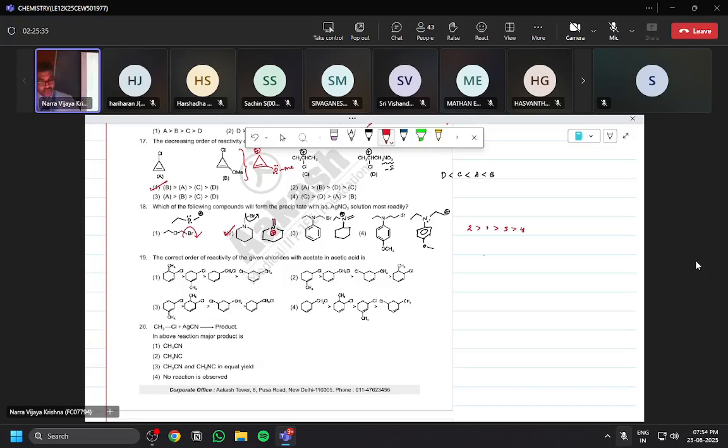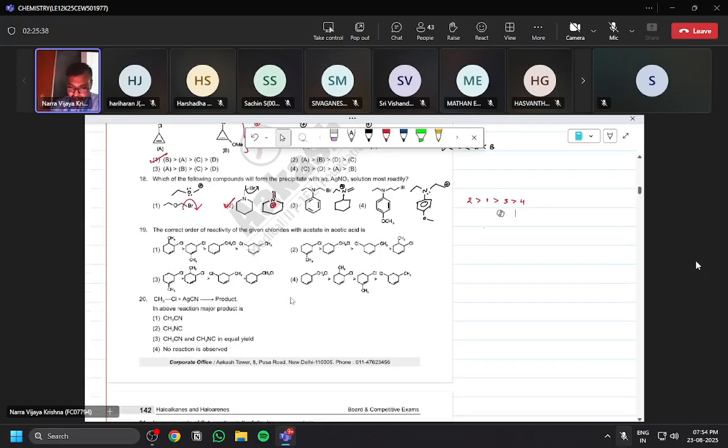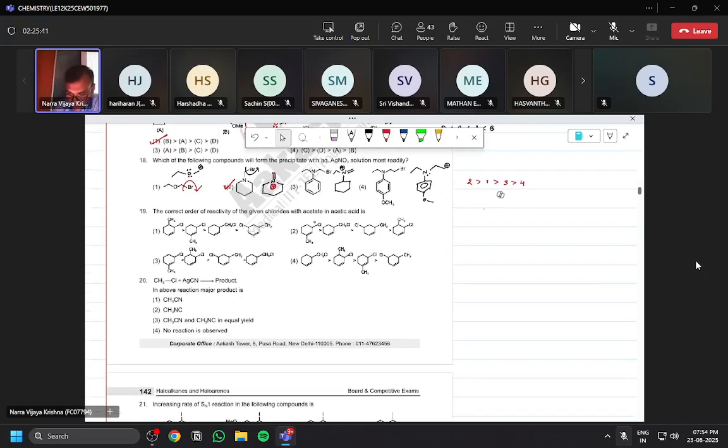Clear? Next one. Correct order of reactivity of the given chlorides with the acetate in acetic acid. Chlorides should react with acetate in presence of acetic acid. Means, can I say CH3COO minus should replace the alkyl halide to form an ester? Is it nucleophilic substitution or not? Named reaction: Williamson synthesis.